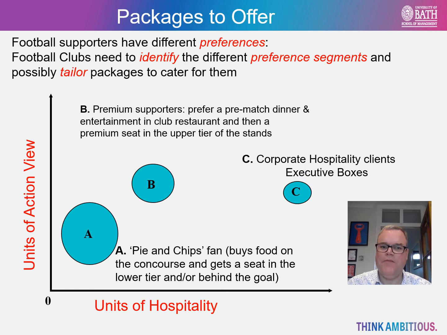What do we require of preference distributions for market segmentation of this sort to be likely? Recall that introducing a new product typically carries a fixed cost of development. In our football example, this could mean building new executive boxes or entertainment facilities. Therefore, firms require segments to be composed of a sufficiently large number of consumers so that the revenues earned from introducing new products or packages cover this cost. Here, the blue shaded areas highlight segments of football supporters. The larger the blue shape, the more supporters in that particular segment. Football clubs therefore need to identify the different preference segments and possibly tailor the packages to cater for them.